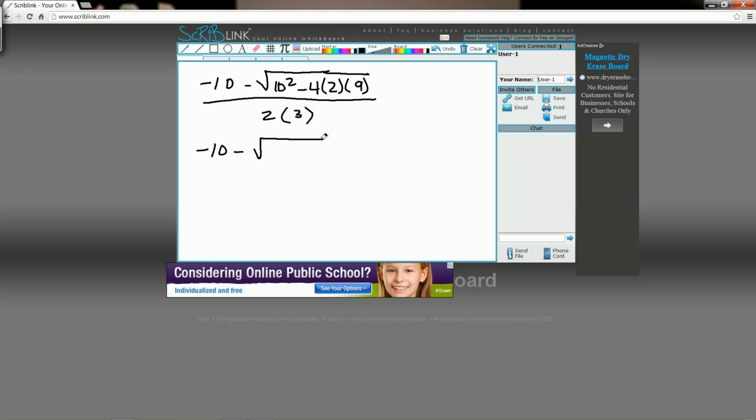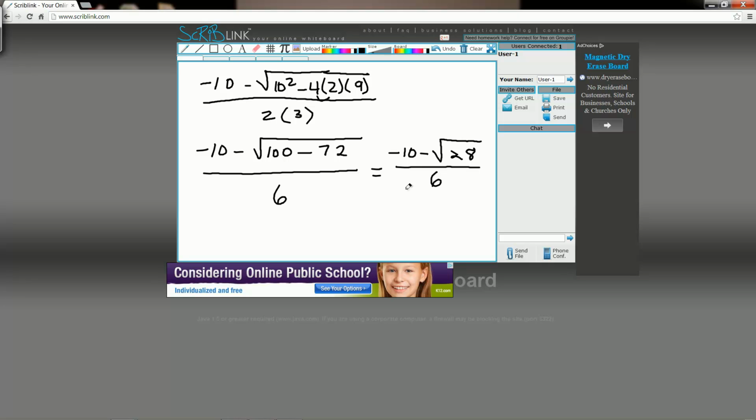I'm going to do 10 squared, which is 10 times 10, which is 100. I can go ahead and multiply all this out, so 4 times 2 is 8, and then 8 times 9 is 72, all over, and I can go ahead and multiply the bottom, which is 2 times 3, which is 6. All right, and so now all I do is take negative 10 minus what's under the square root. Well, under the square root is 100 minus 72, which is 28, all over 6.